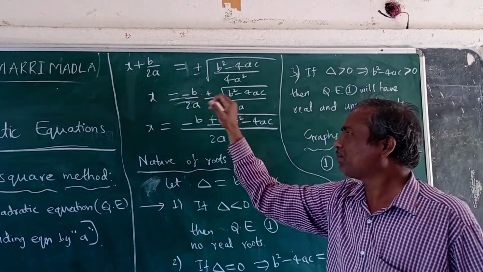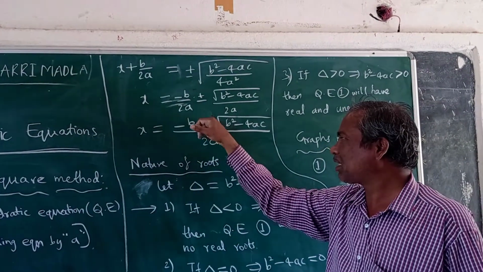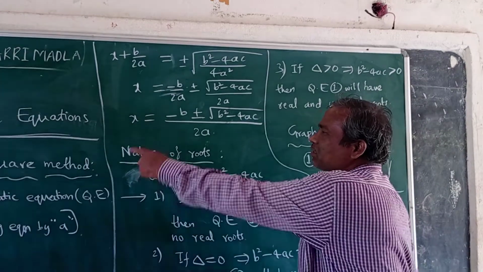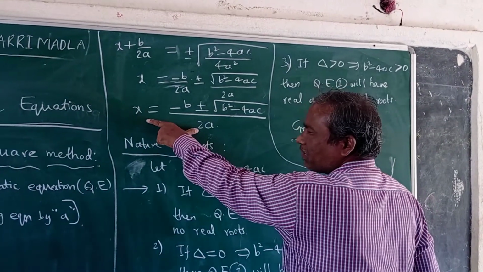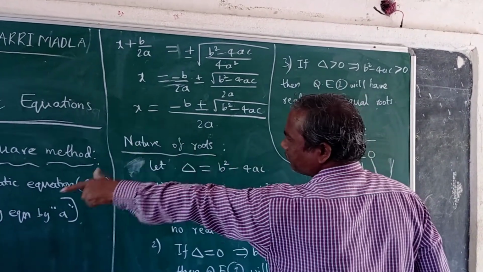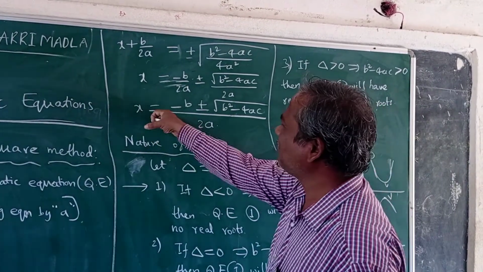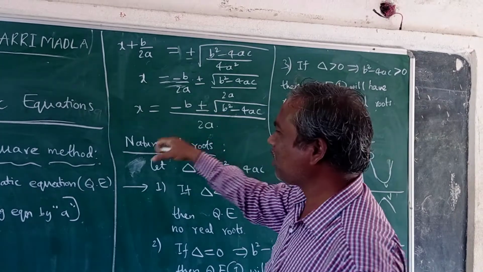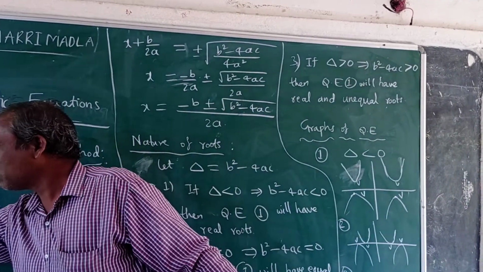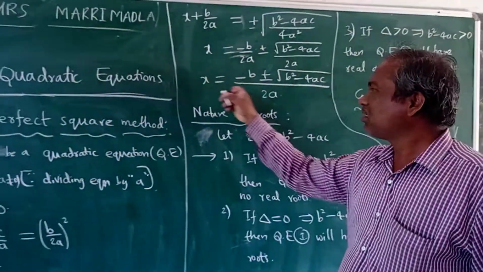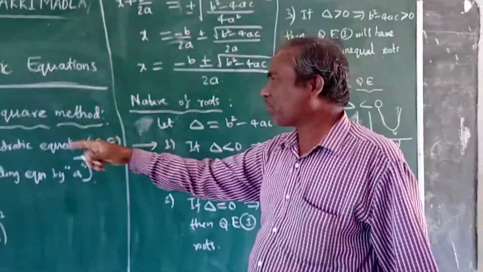Now in the denominator both are equal, so x equals minus b plus or minus root of b square minus 4ac by 2a. This is applicable for all quadratic equations in x. So this is the general method. You can find the roots directly, where a, b, c are coefficients and c is a constant number. So this is the formula for finding roots by perfect square method.